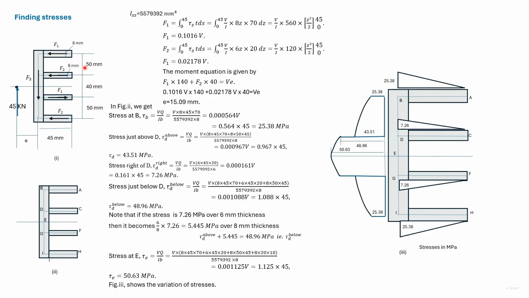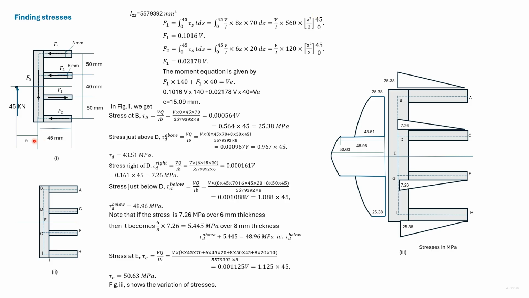We can similarly find the force F2. If a small element is taken at a distance from the edge, the force again is tau into ds. We integrate from 0 to 45 to find the force F2. Q here is 6 into z, and the distance from the neutral axis is 20. Integrating and substituting the limits and also I, we get F2.